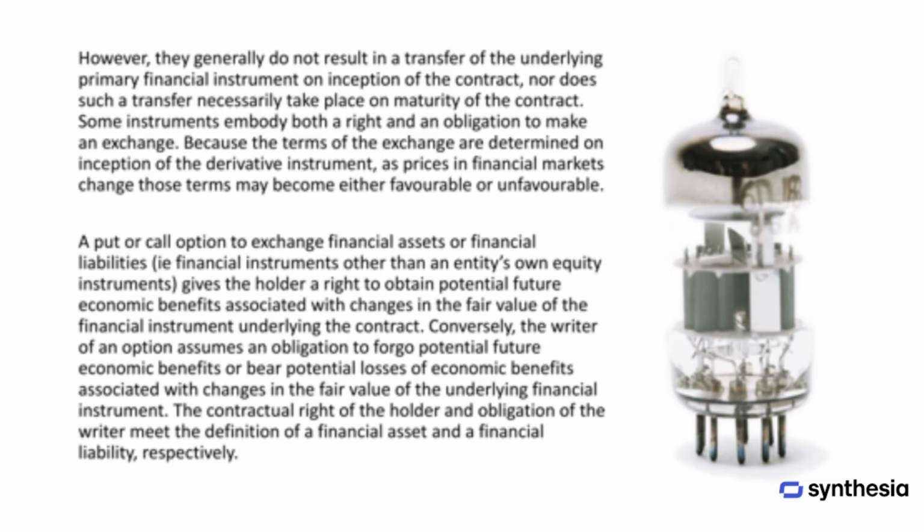For example, a put or call option on financial assets or liabilities gives the holder a right to receive potential future economic benefits from changes in the fair value of the underlying instrument. The writer of the option, in turn, takes on an obligation to forego those potential benefits or bear potential losses. The holder's right is a financial asset, and the writer's obligation is a financial liability.